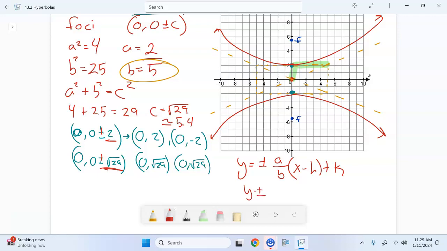Y equals plus or minus, our a value was 2, our b value was 5. H and k are 0, so we don't need to include those. As we move off center, you'll just include h and k. So whatever your center is, you'll include h and k in your line. So there's our basics of graphing. And again, A, B, and C are always based off of center. So as your center moves away from the origin, you need to make sure you make those adjustments to your vertices, your foci, as well as your asymptote equations.